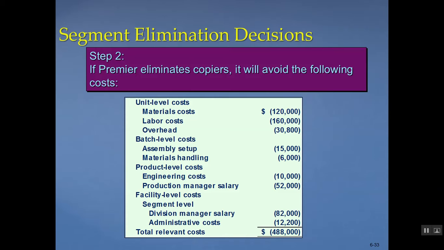Notice that the allocated corporate level costs are not avoidable, but will merely be allocated to the remaining business segments. And only a portion of the facility level costs are avoidable, being the division manager salary and the administrative cost for the segment. Therefore, we can avoid $488,000 in costs. We can avoid all of the unit level, all of the batch level, all of the product level, and then the segment level facility level costs.